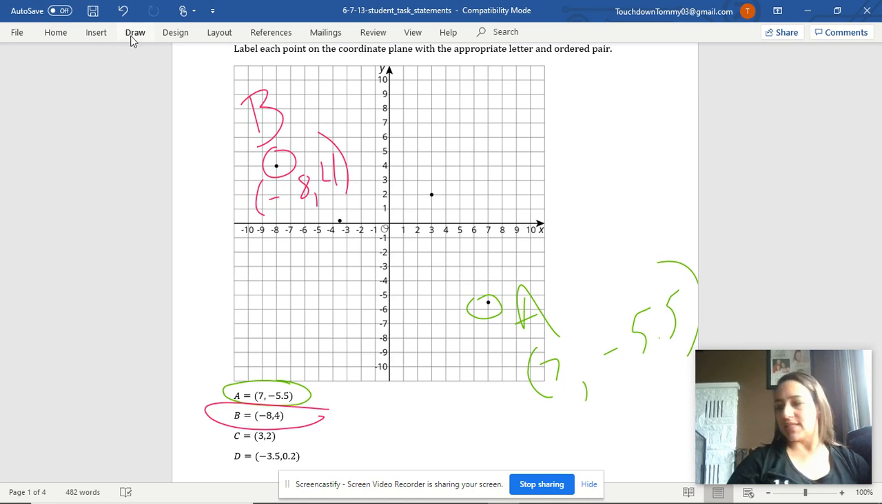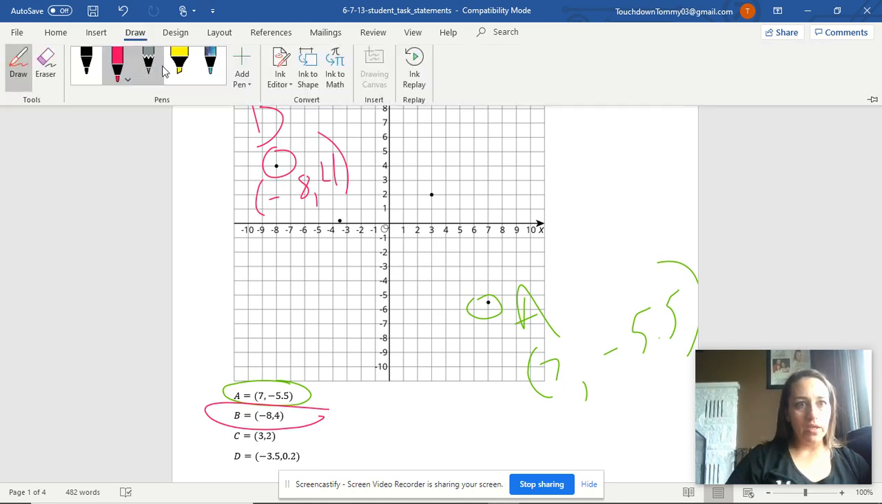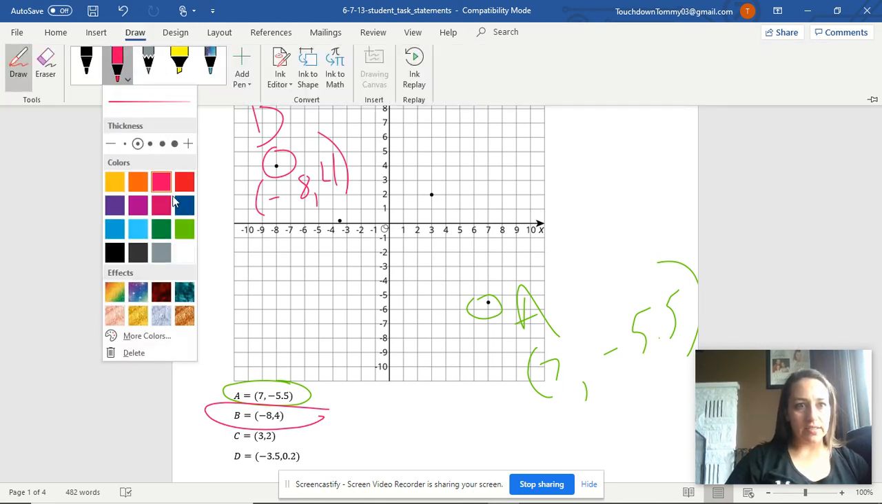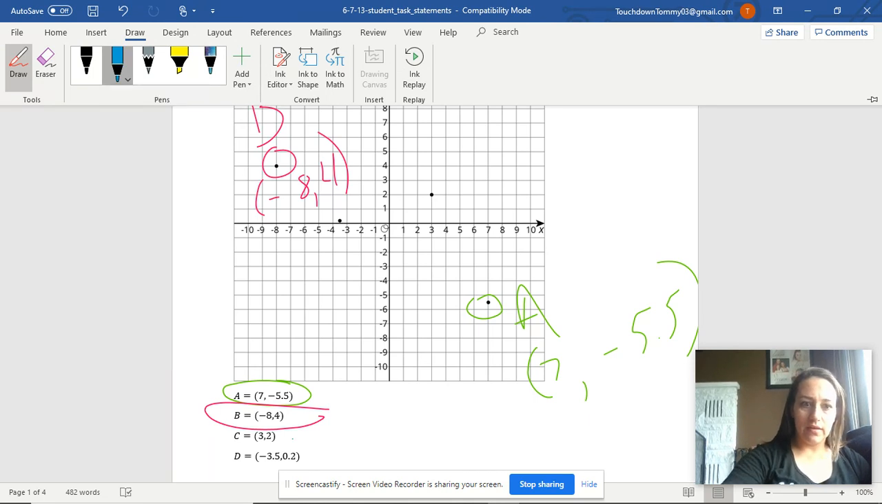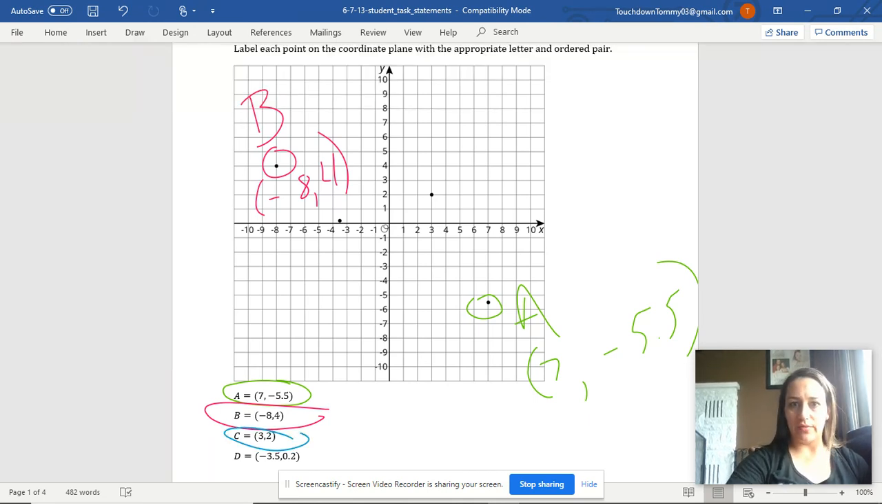We're going to do that same thing with the other 2 points that we are given. So we've got C located at 3, 2. So positive 3, so I start at the origin, positive 3, positive 2, and sure enough, point C is right there.